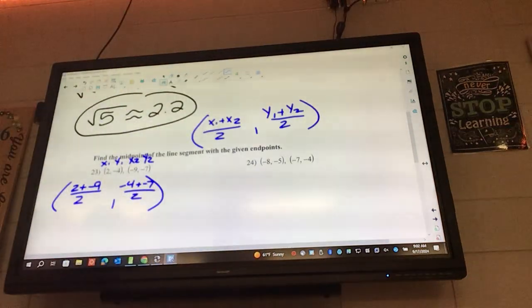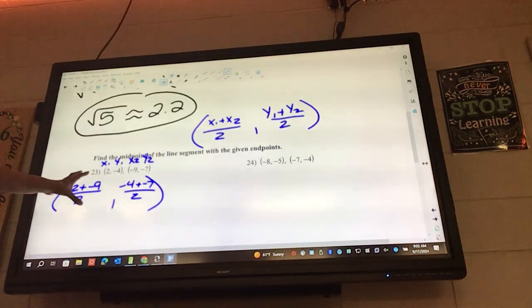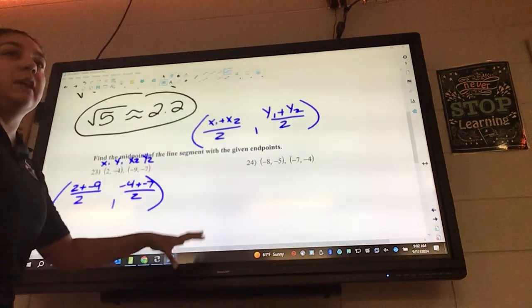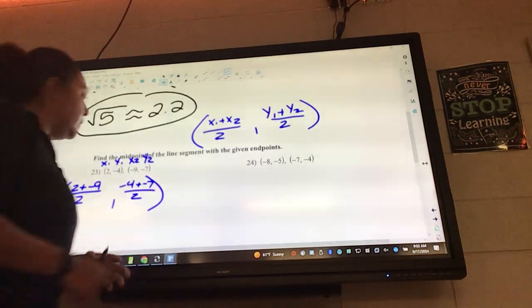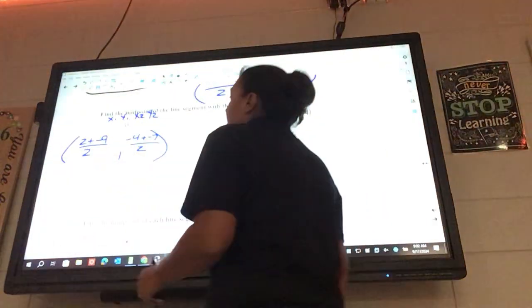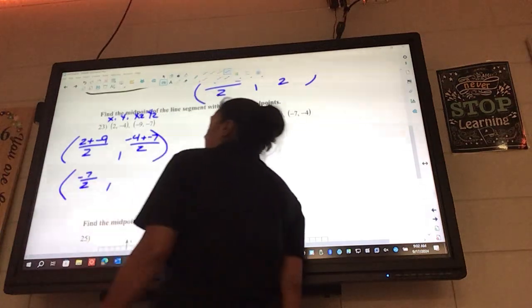Okay, so on your calculator, the very first button that you would push would be your fraction button, and you have to just do the x's, get your answer, write it down, and then go back through and do the y's, get your answer, and then write it down. There's no way to do it all in one step. So when you do the x's, what do you get? Negative 7 over 2, okay?